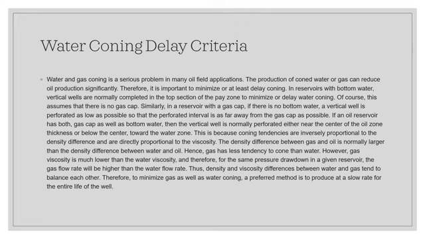Hence, gas has less tendency to cone than water. However, gas viscosity is much lower than the water viscosity, and therefore, for the same pressure drawdown in a given reservoir, the gas flow rate will be higher than the water flow rate. Thus, density and viscosity differences between water and gas tend to balance each other. Therefore, to minimize gas as well as water coning, the preferred method is to produce at a slow rate for the entire life of the well.